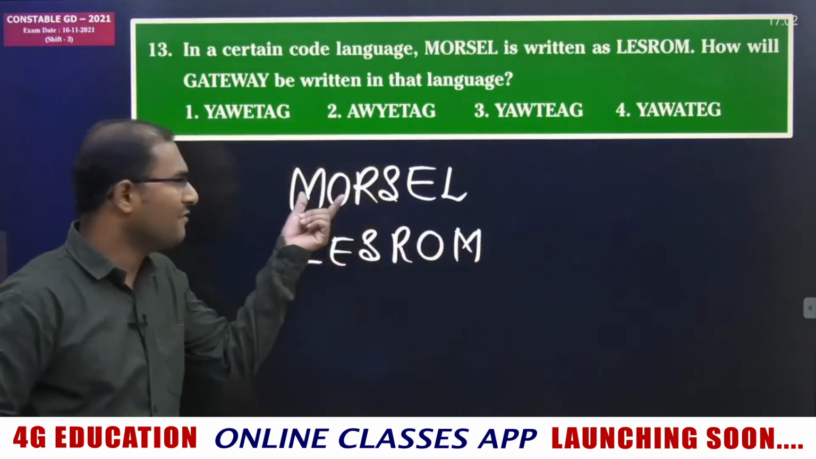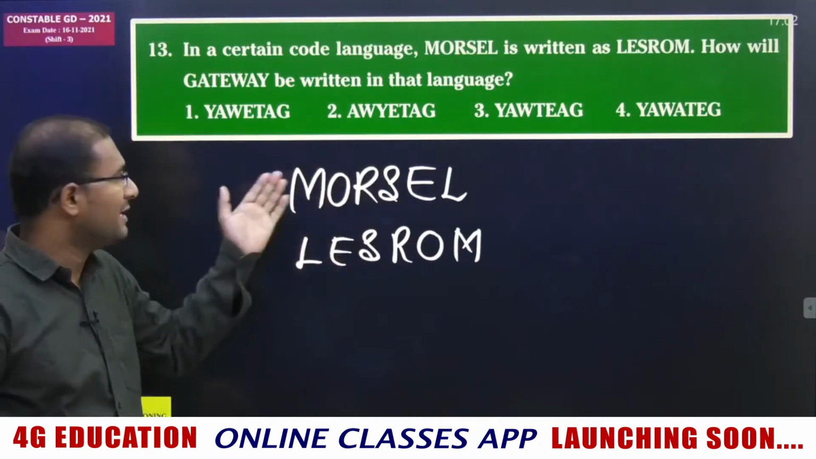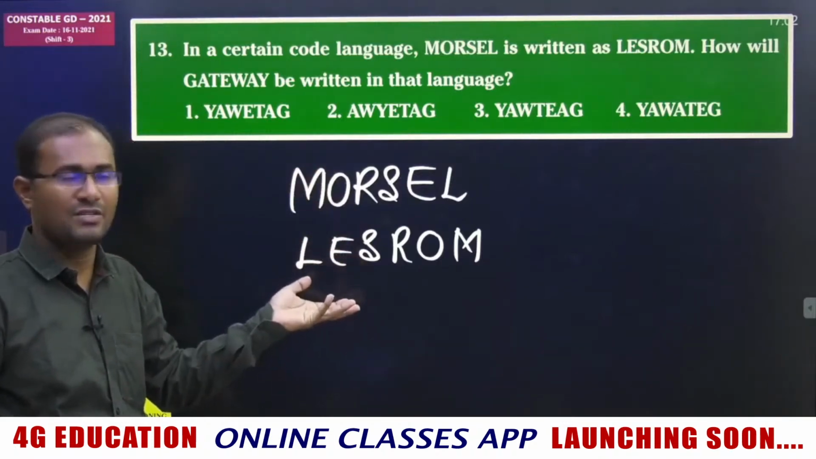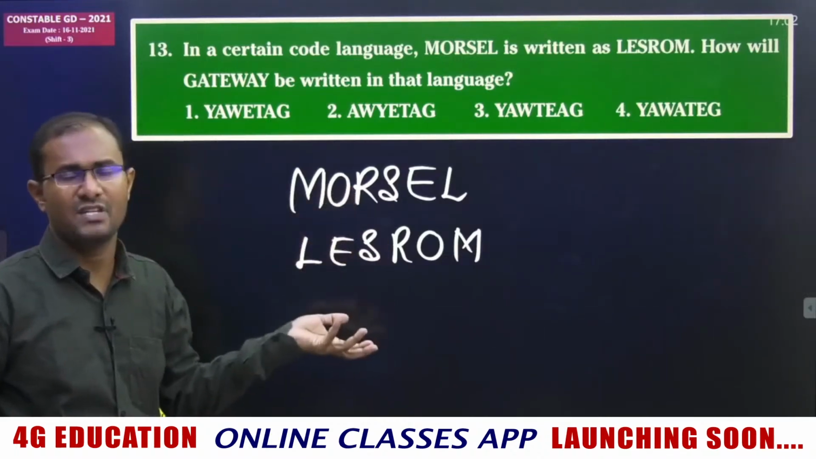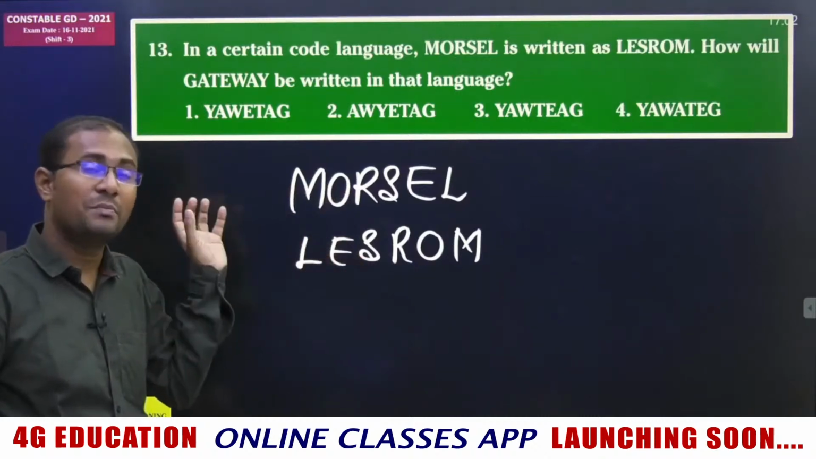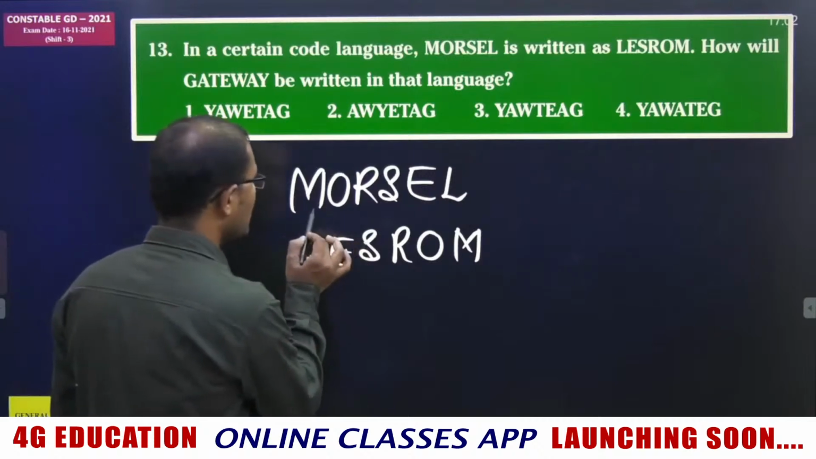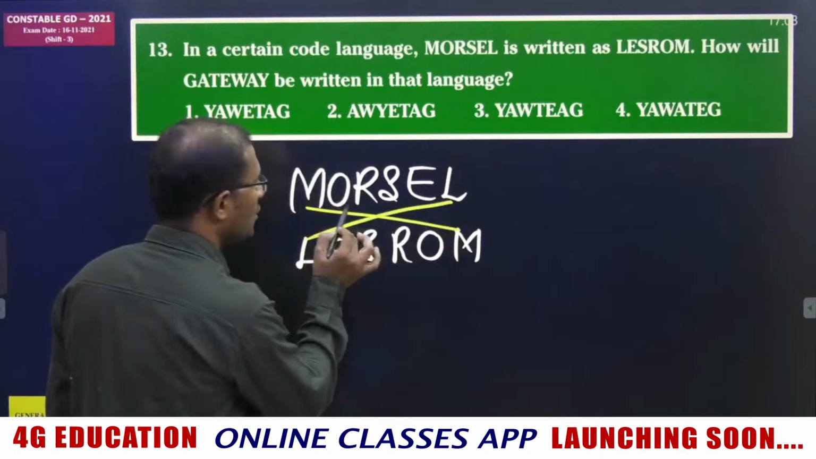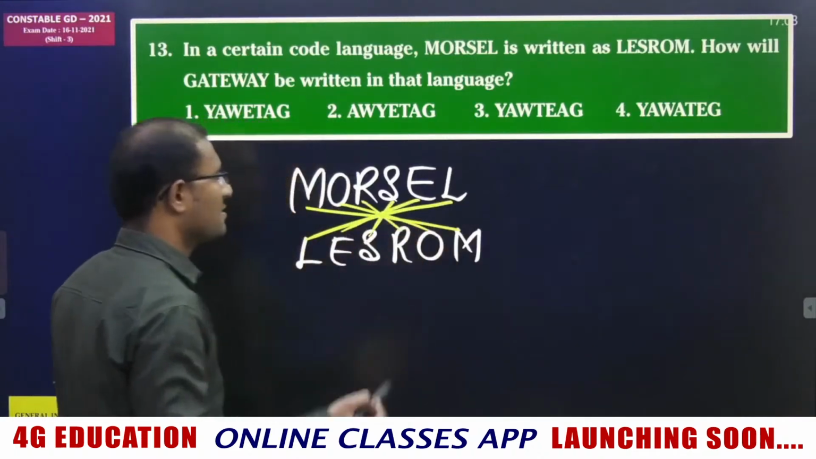See, in the given main word and in the given code, the letters are exactly the same. The letters which are present in the main word are present in the code as well. It means the positions of the letters present in the main word are changed here. That's it. Since the same letters are there, it is enough to see how their positions have changed, to find out the logic. The last letter M is placed here, the last letter L is placed here, O to O, E to E, R to R, S to S.